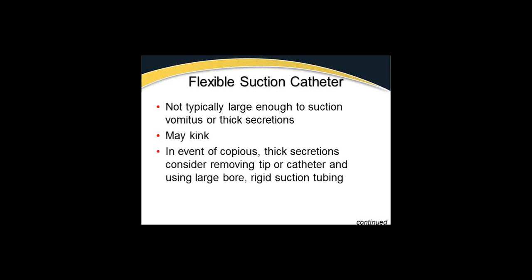These are typically not large enough to suction vomitus or thick secretions. They can kink off rather easily. We can't always get them into places that we want them to go. And in the event of copious or thick secretions, we may want to consider removing that flexible tip and switching either to the large bore suction tip or the rigid Yankauer tip. Or sometimes we'll just even take the tips off and put the suction tubing in their mouth, because the suction tubing has a huge hole in it, and it will suck stuff really quickly.